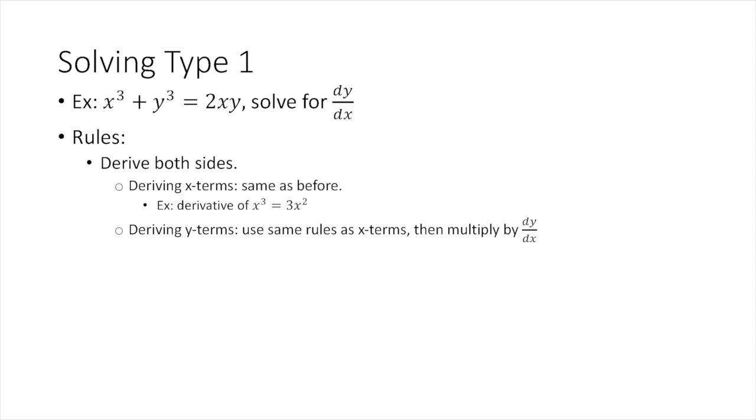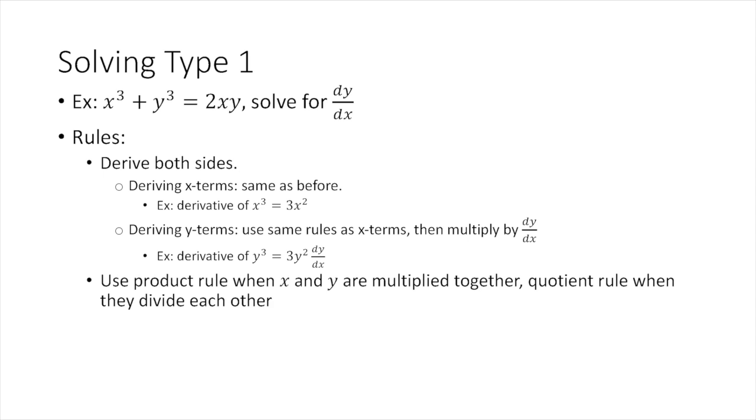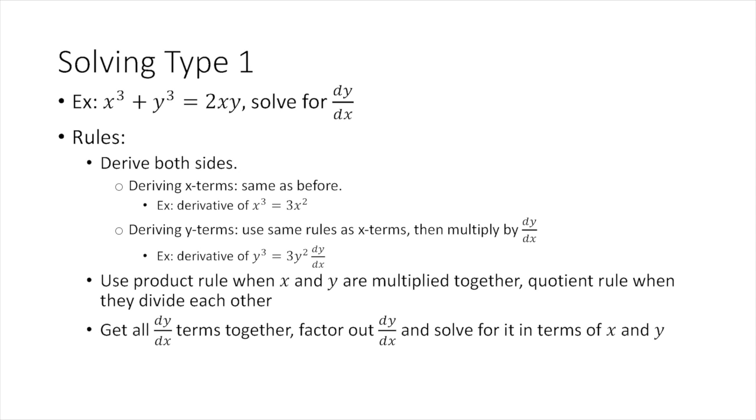So just like how x cubed becomes 3x squared, the derivative of y cubed would be 3y squared times dy over dx. Now, we have to use the product rule whenever x and y are multiplied together, and the quotient rule when they divide each other. So once we derive both sides, keeping these rules in mind, we have to get all of the terms that have dy over dx together. Then we factor out dy over dx and solve for it in terms of x and y. Let's look at a quick example.